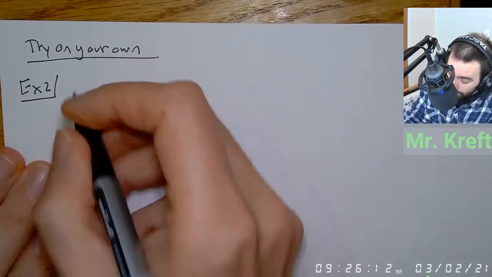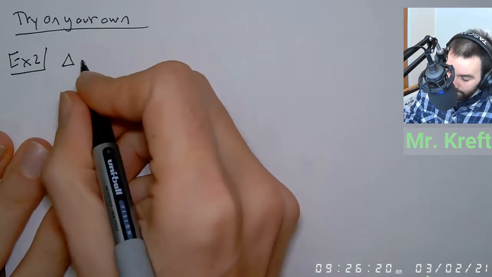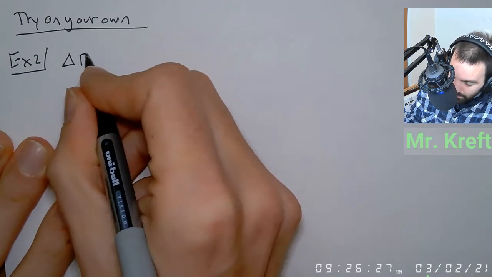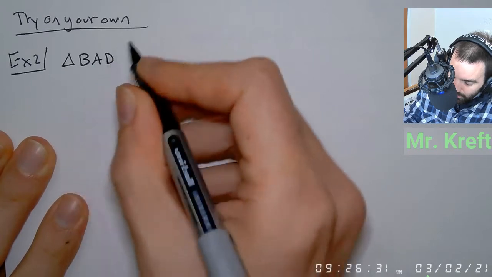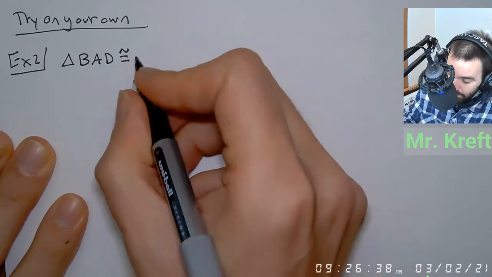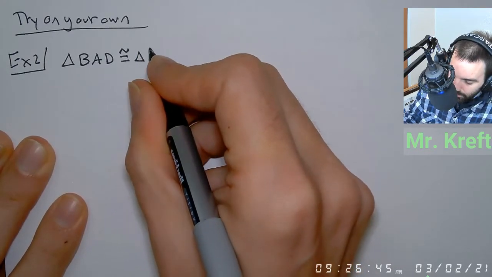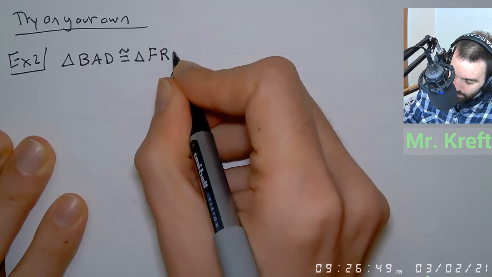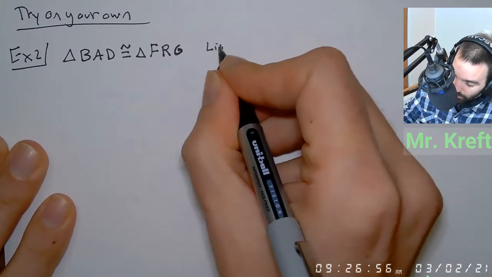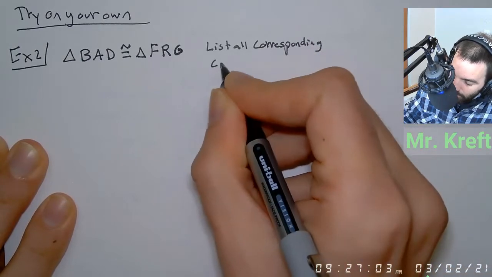Okay, so I'm just going to go ahead and say triangle. Let's take a look at a different one. What do I want to do? Okay, so I want you to list all corresponding congruent parts.